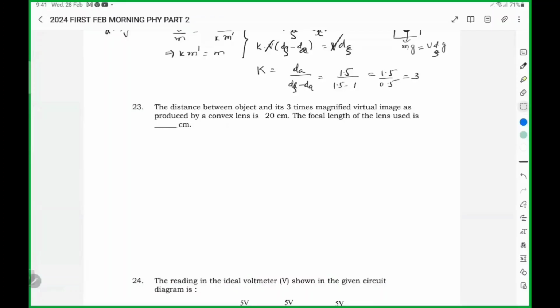The distance between object and its 3 times magnified virtual image is produced by a convex lens. The focal length of the lens used is here. To solve this problem, we should have a clarity over the sign conventions as well as how image is formed. So here, this is convex lens.